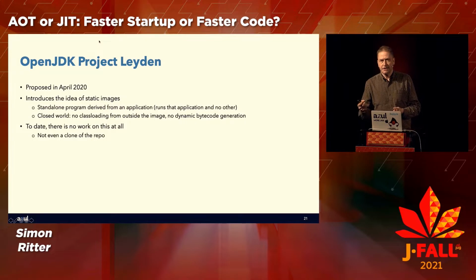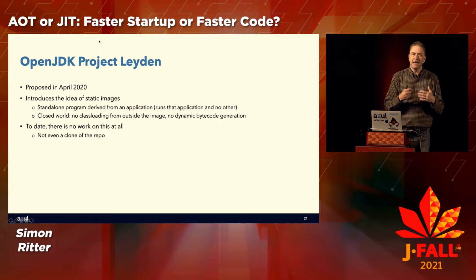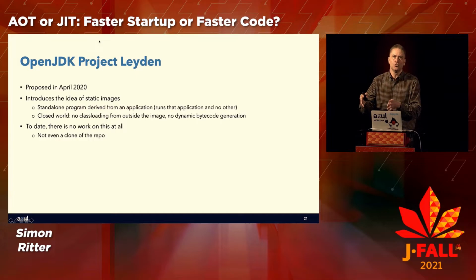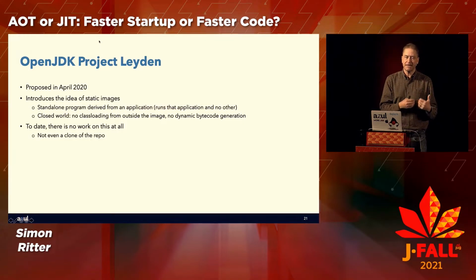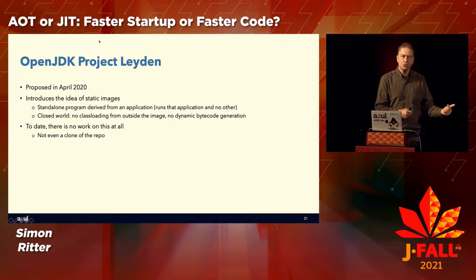There's another project in OpenJDK that was proposed in April 2020. And this was really looking at doing a very similar thing purely for Java. So creating native images for an application so that you didn't have to go through the JVM and you didn't have the overhead of various things there. It is designed, as they describe it, as a closed world. So it limits some of the things that you could have done if you're running on top of a JVM. There's no dynamic class loading at runtime, and there's also no dynamic bytecode generation at runtime.